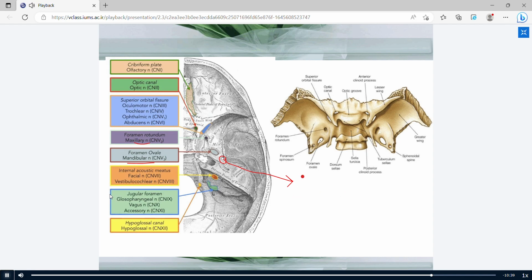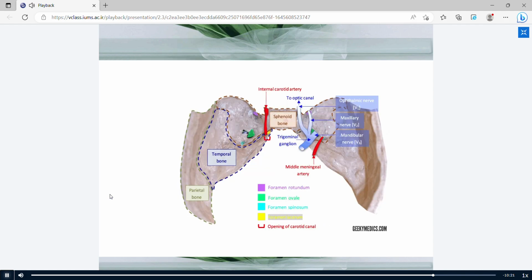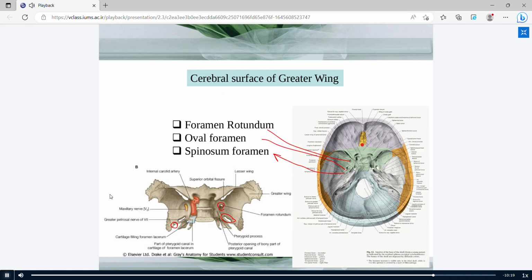And behind the foramen spinosum, you can see another spine, the sphenoidal spine. This is a triangular spine. It is not the ethmoidal spine, because the ethmoidal spine is immediately attached to the ethmoid bone. The name of this part of the bone is the sphenoidal spine.